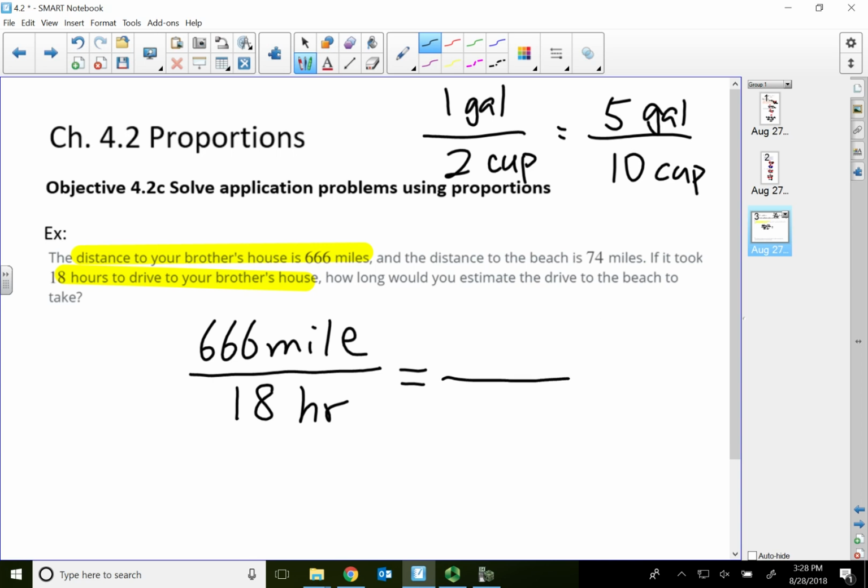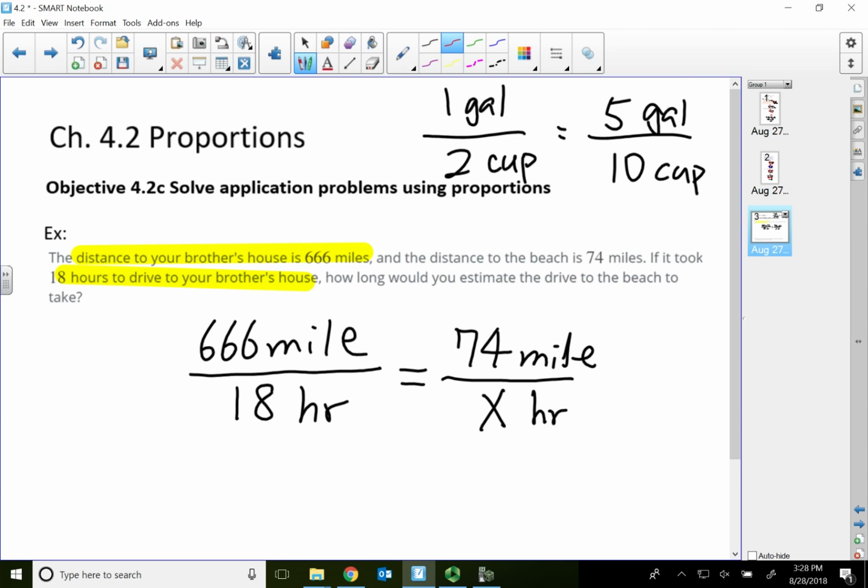Set it equal to how long would you estimate to drive to the beach? Well, that would be equivalent to driving to the beach is 74 miles. So we normally put the numbers with the same units, top to top, bottom to bottom. That means the 74 miles got to go on the top, so it can be right next to the 666 miles. So 666 miles for 18 hours. The question asks 74 miles for so many hours, X number of hours. Let's call that X.